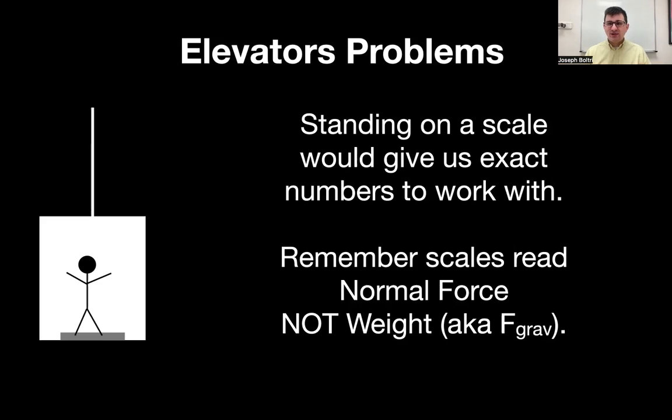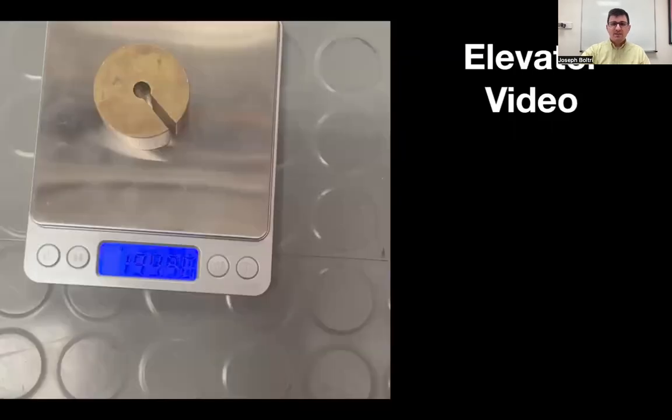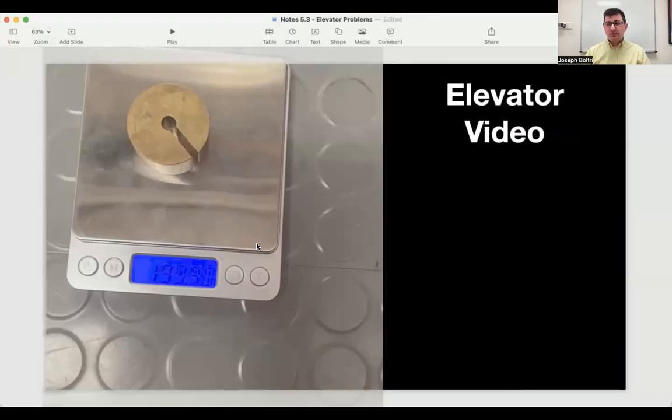So before we do a couple of example problems, I just want to show you a video that I took of me being in an elevator, just to show you that what I'm talking about isn't totally made up. I got in the elevator at school on the second floor, and I pushed the button up to the third floor, and the doors open and close, and I pushed the button to go back down to the second floor. So I want to show you a video of what that looked like.